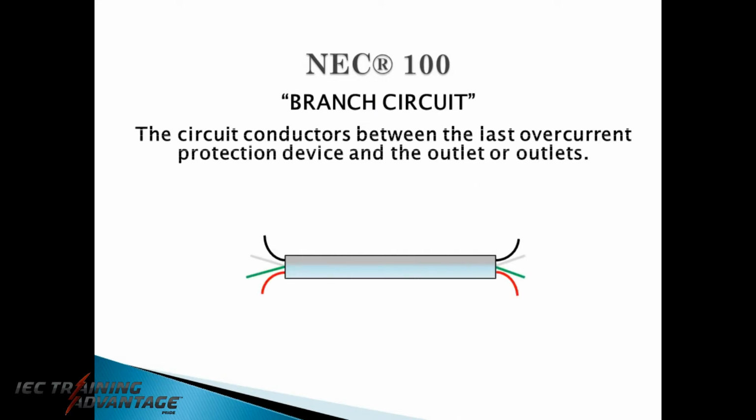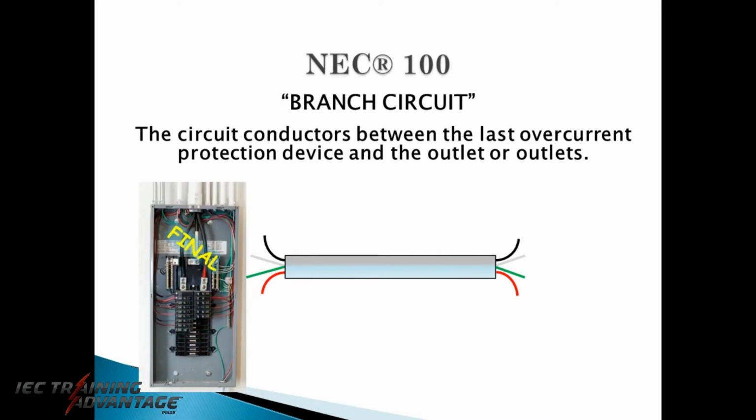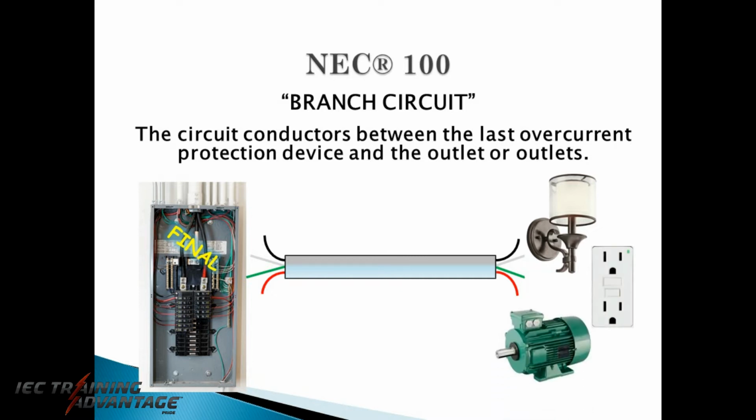As defined by the code, a branch circuit is the circuit conductors between the final overcurrent protection device and the equipment. And here's what it looks like from NEC 100, the definition of branch circuit. Here we have some circuit conductors. They are between the last overcurrent protection device and the outlet or outlets.